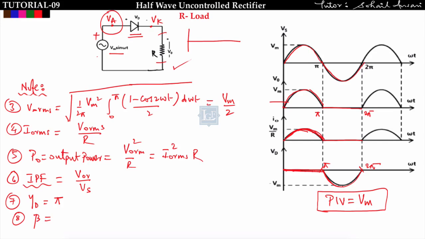Up to what angle are you getting current? You are getting current up to pi. So the extension angle is equal to pi, so beta will be pi. In this case, the conduction angle is equal to the extension angle.